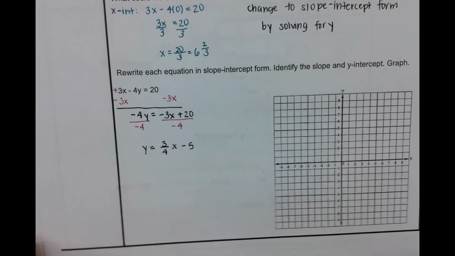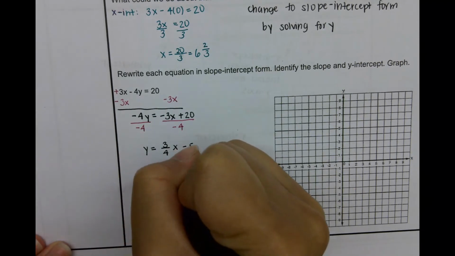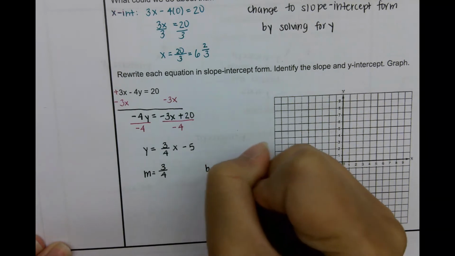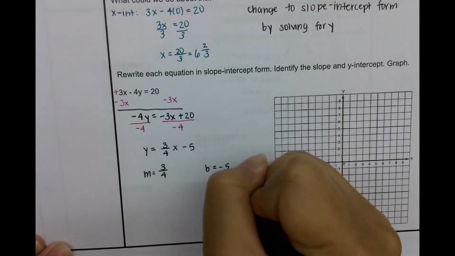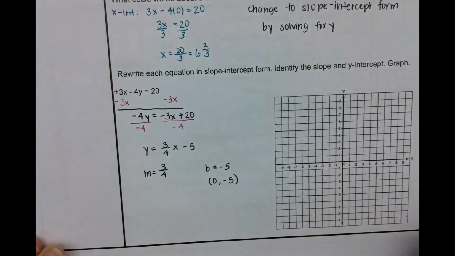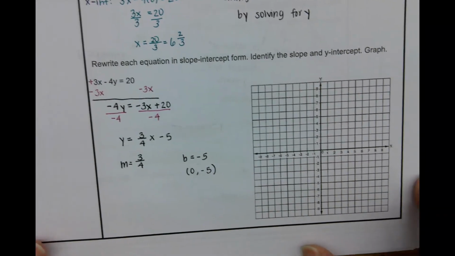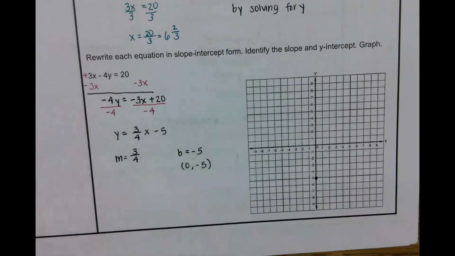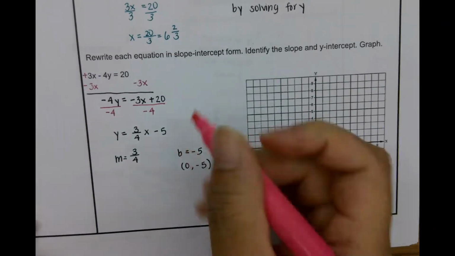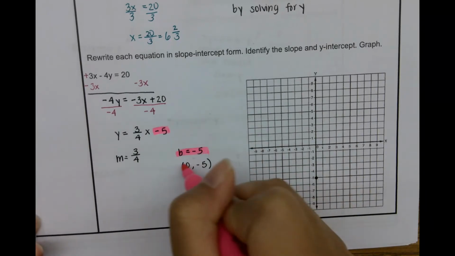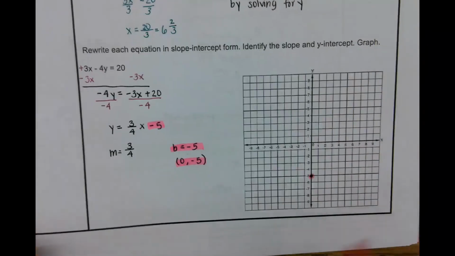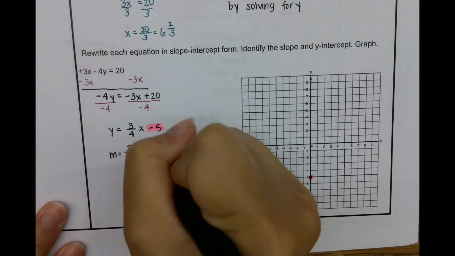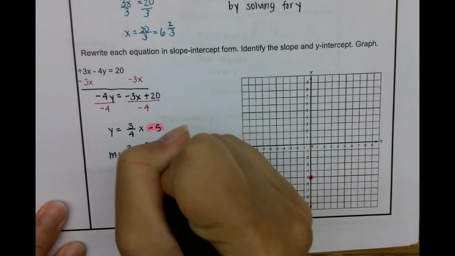So here, my slope is 3/4. My y-intercept is negative 5, which is the point 0, negative 5. Now I'm going to graph. Starting with my y-intercept at 0, negative 5, my slope here is 3/4. It is positive, so I'm going to go up 3 and then always to the right 4.